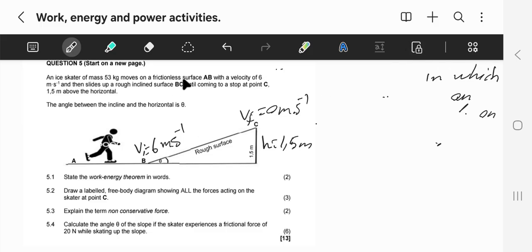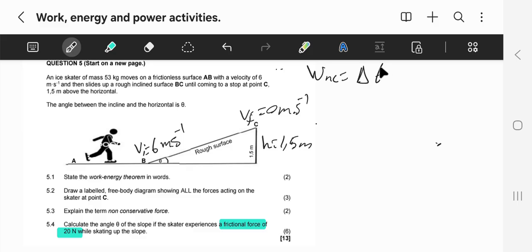But which formula are we supposed to use when dealing with this problem? Well, we go back here to this statement. They're telling us that we have to calculate theta if the skater experiences a frictional force. So the key here is us realizing that we've been given a frictional force, and a frictional force is what? It's a non-conservative force. So the formula we'll use is this one: WNC is equal to delta EK plus delta EP. This is the formula that we'll use to find the work done on this object, or rather to find this theta.